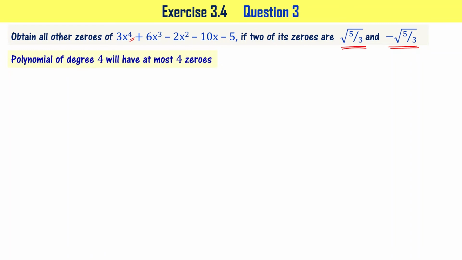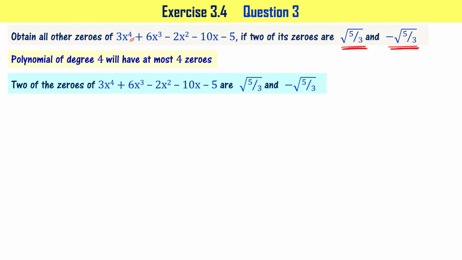Since it is a polynomial of fourth degree, it can have at most 4 zeros, right? Since already 2 are given, we can have 2 more at most, right? 2 of the zeros of the given polynomial are square root of 5 by 3 and minus square root of 5 by 3, right?